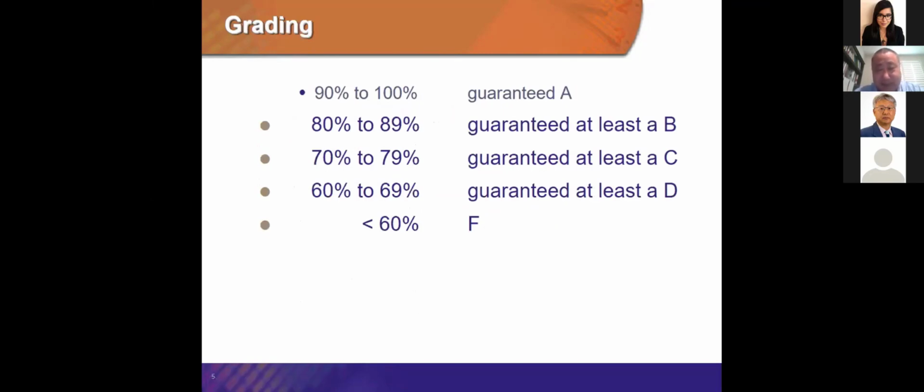I might curve a little bit, depending on the performance. But if you are over 90%, for sure I'll give you an A, 80, a B, guaranteed, and so on. So I might curve down a little bit based on the performance.